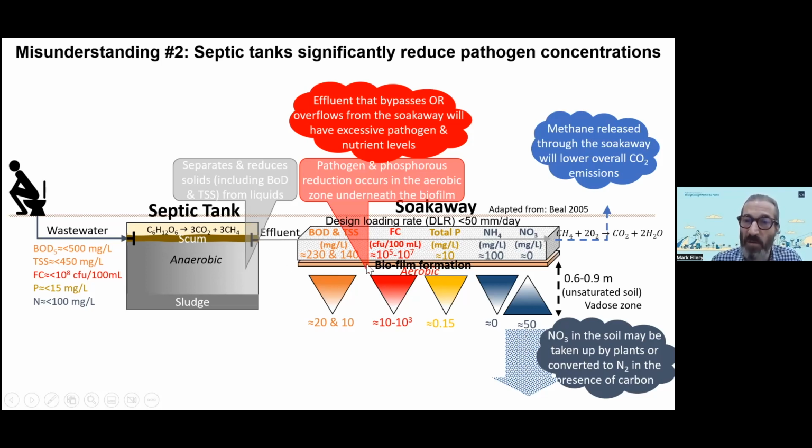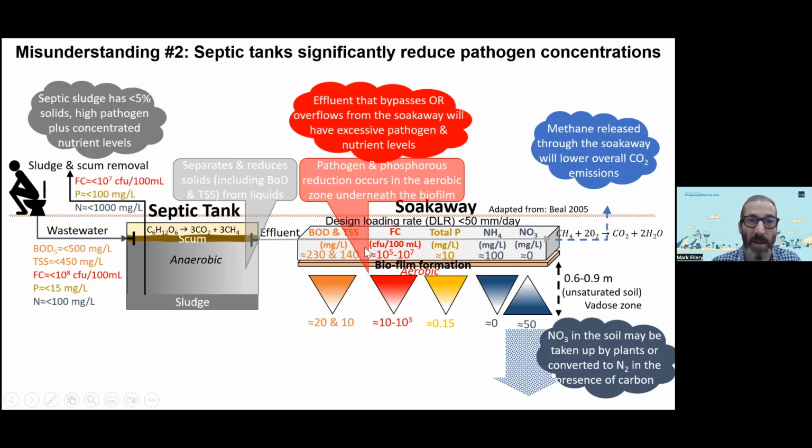Methane released through a soakaway will be converted into CO2, and one area of research is looking at the efficiency of this in lowering overall greenhouse gas emissions. But we do know that CO2 has a significantly lower footprint than methane, and therefore the conversion of methane to CO2 in the soakaway reduces the overall carbon loading from septic tanks and soakaways.